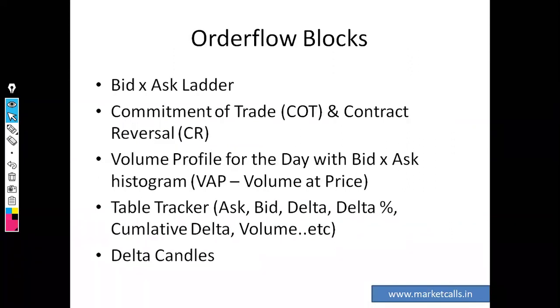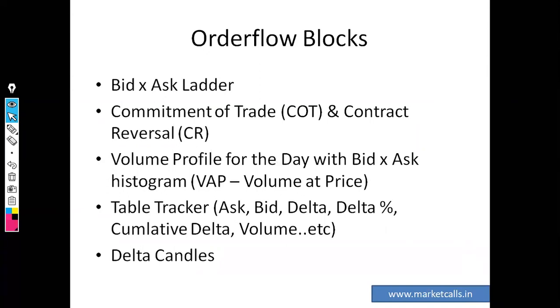These are the typical order flow blocks: bid and ask ladder, commitment of traders, and contract reversals. Today I'm going to stick only to the bid and ask ladder. I'm not going to talk about COT or contract reversal because it's going to take more time. And it also has a volume profile, an intraday volume profile for the day, which also gives a bifurcation into a bid and ask histogram. I'm going to explain what exactly it is.